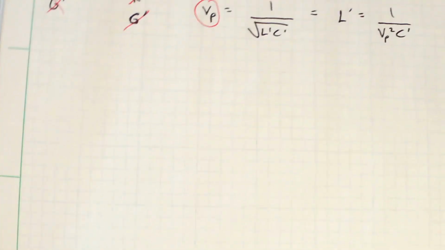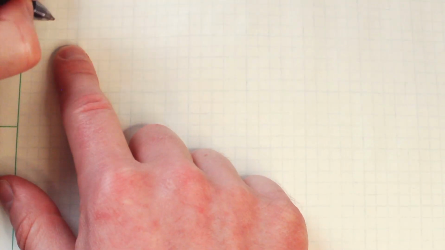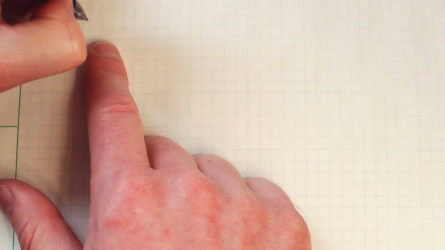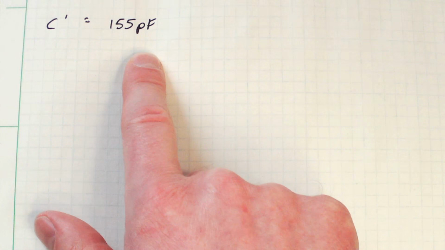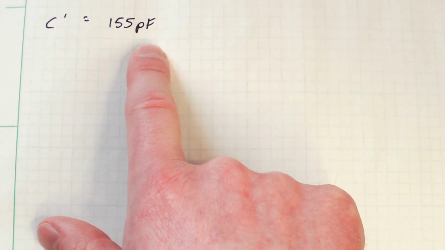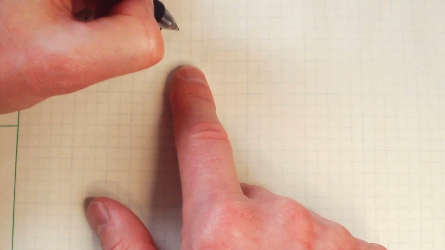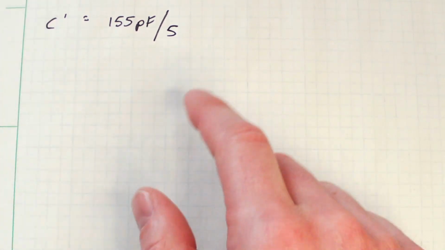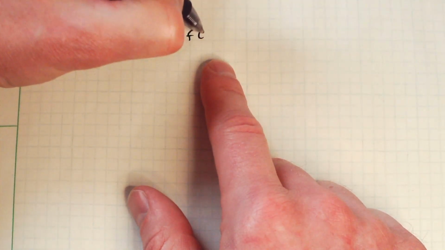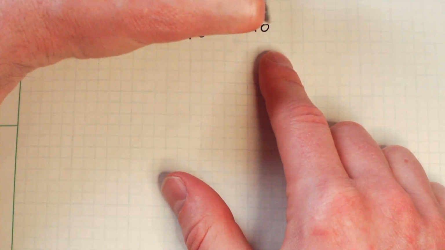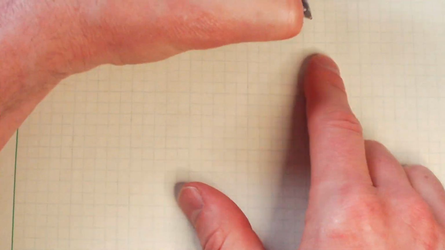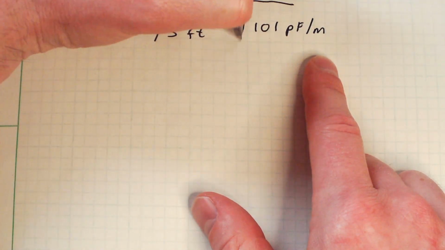So all you have to do then is come back here, and we have our capacitance, C prime, is equal to 155 picofarads. But remember, it's also divided by a 5-foot length of cable, because this is a per unit length parameter. So divided by 5 foot. And if you do the math, 5 feet is about a little over 1.5 meters. You come out to about 101 picofarads per meter for our capacitance.